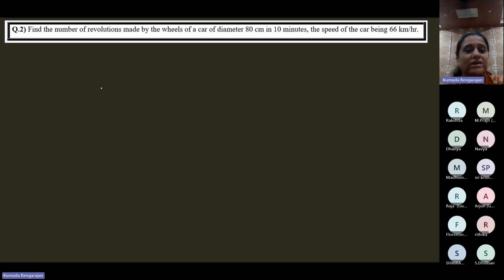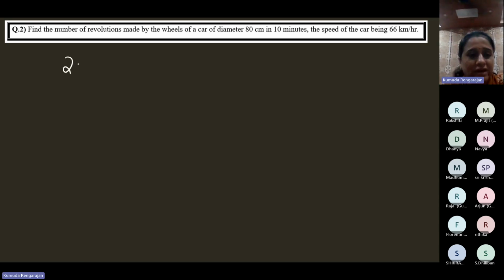Here we have to find the number of revolutions. Since you've already read the question, I'm not reading it again for you children. Now, the distance covered by the wheel in one revolution is equal to the circumference of the wheel.